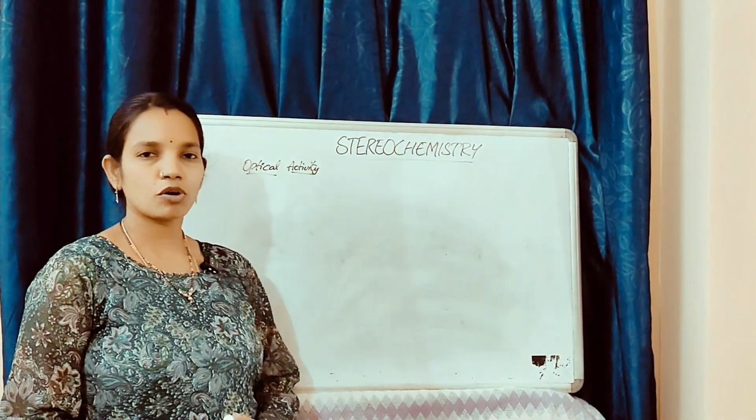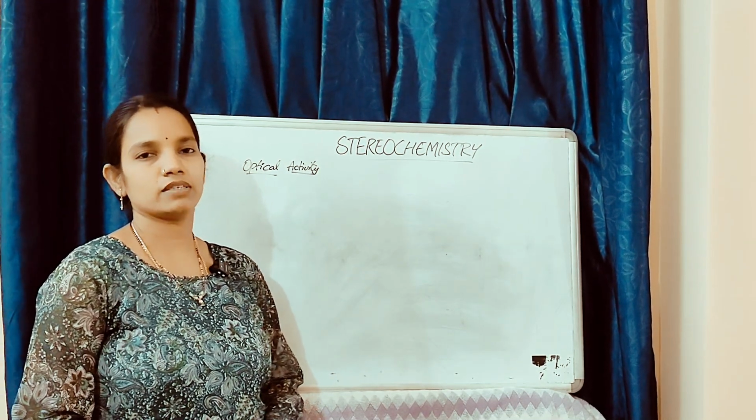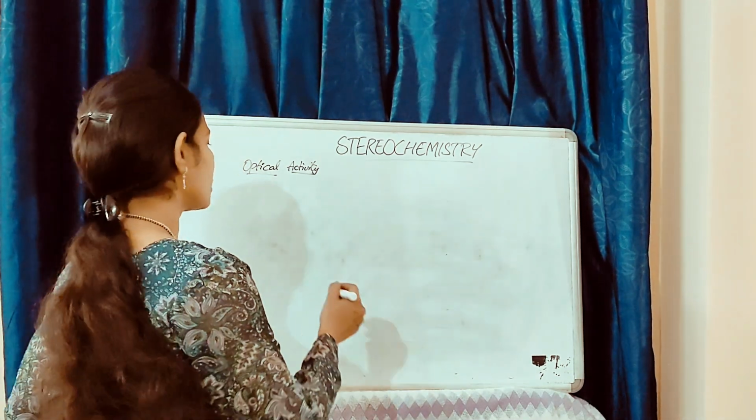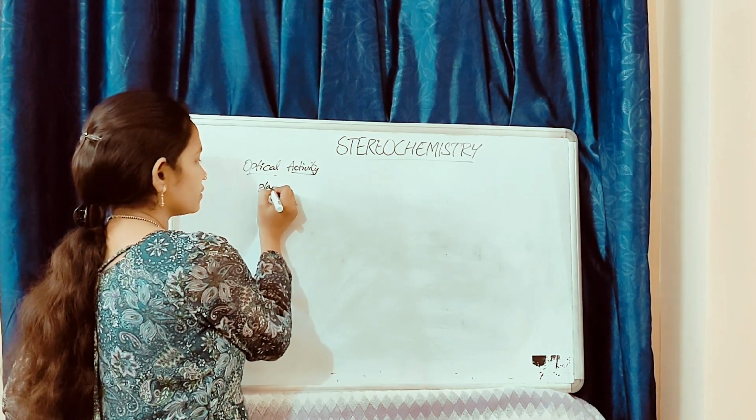Let's come to the topic optical activity. So here chiral molecules can rotate plane polarized light. The property is called what? Optical activity. So here, chiral molecules can rotate what? Plane polarized light.